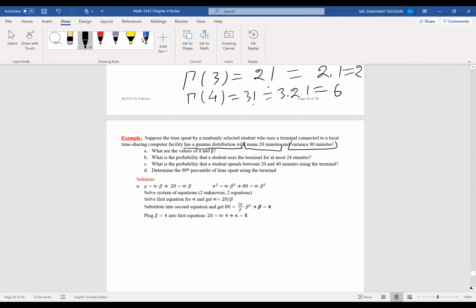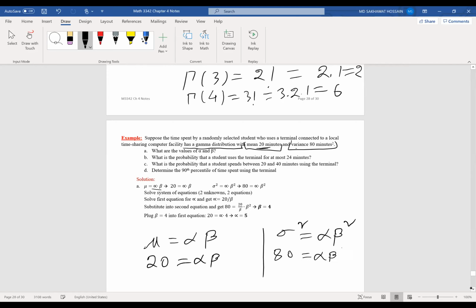So what is the mean? Mean is alpha times beta, the multiplication of these two parameters. Mu is equal to alpha times beta. In this case the mean is 20, so 20 equals alpha times beta. We are also given the variance, sigma square, which we know is alpha times beta square. So sigma square is 80, then it will be alpha times beta square.